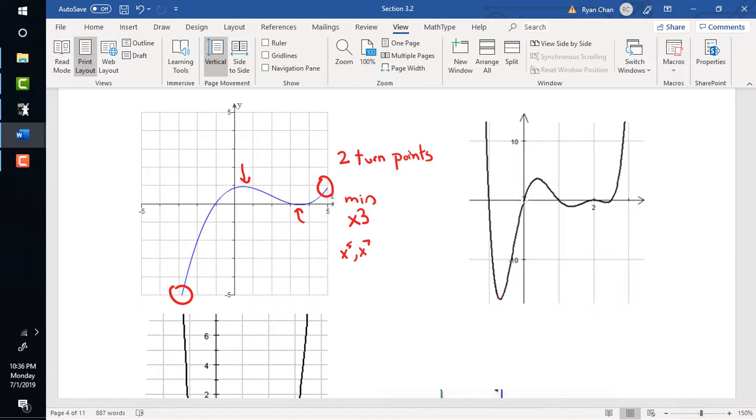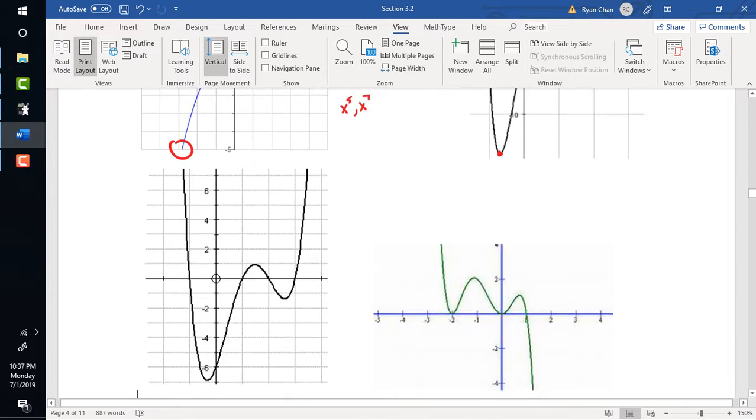So here, how many turning points? I have 1, 2, 3, 4, 5. I have 5 turning points. So my minimum has to be x to the 6th, which makes sense because they're both going up towards the ends. My end behavior has them both going up. It's not just x to the 6th, it could be x to the 8th, x to the 10th, x to the 12th.